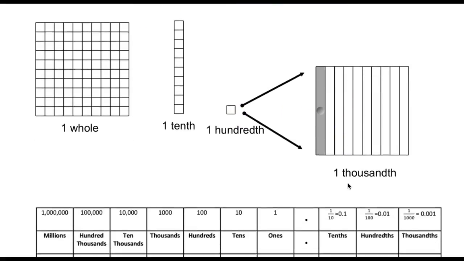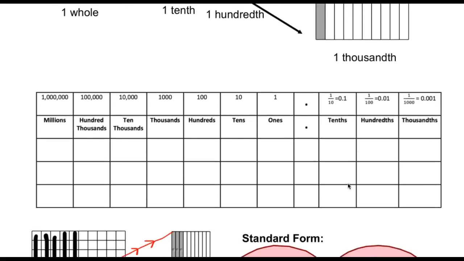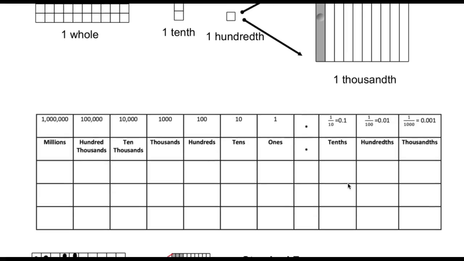Now let's look at what that looks like on a place value chart. So if you look right here, we have our place value chart, and we have our 3 periods that we're used to. We have our ones period, thousands period, and then our millions period over here. However, if you look over here, we now have our decimal places.